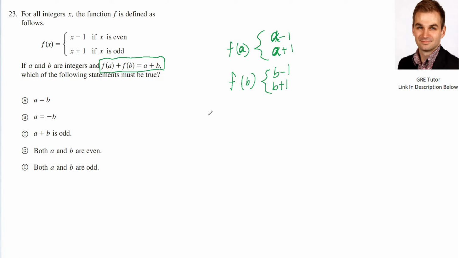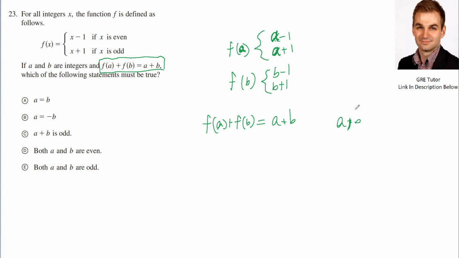And now we know that f of a plus f of b is going to be equal to a plus b. Now, the only way that f of a plus f of b can be equal to a plus b is if the moment you enter a into the function, it changes to not a, and the moment you enter b into the function, it changes to something that's not b. It's either minus 1 or plus 1.